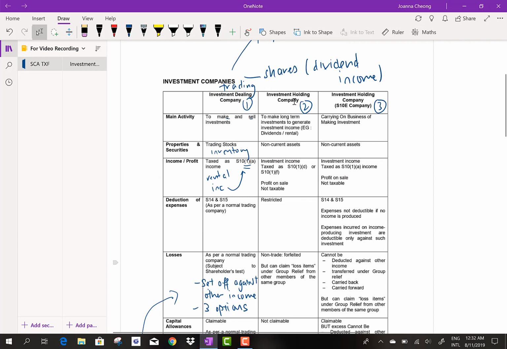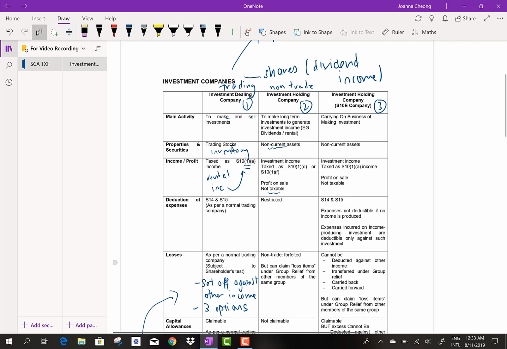Now the holding company is different. Okay, it is akin to non-trade business. So when you're called a holding company, that means you're holding on to your investment for the long term. In other words, you're holding on to your property for the long term, and your property will be known as a non-current asset. Okay, so when you dispose of a non-current asset, in tax, we say that it is a capital in nature disposal. So if you make any gain, the gain on the disposal will not be taxable.